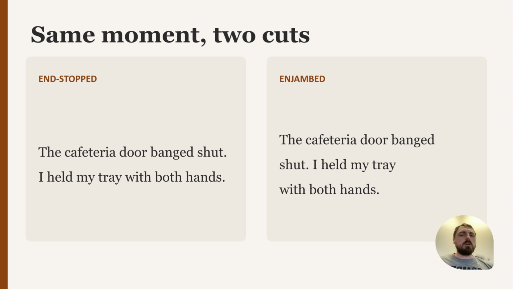Now, the same moment enjambed. The cafeteria door banged shut. I held my tray with both hands. Do you hear the difference? For a second, banged is just a sound. Then shut arrives and finishes the action. Both hangs in the air before hands tells you what you were afraid of dropping. The break makes the reader lean forward. That is not a trick for its own sake. That is the line doing real work.